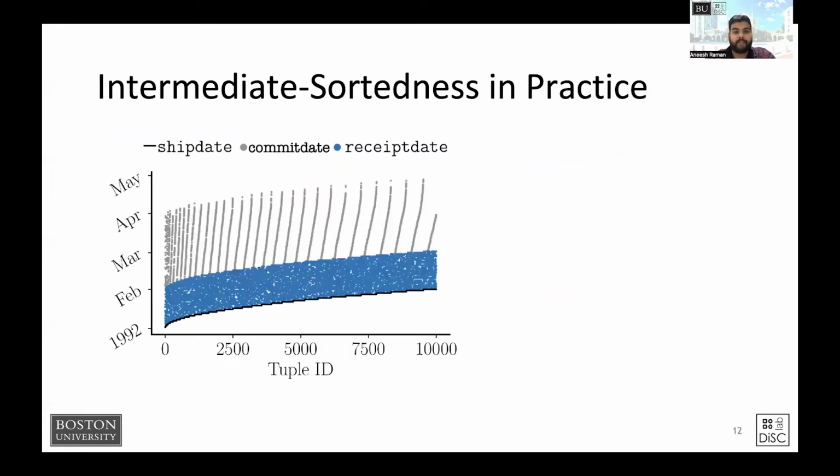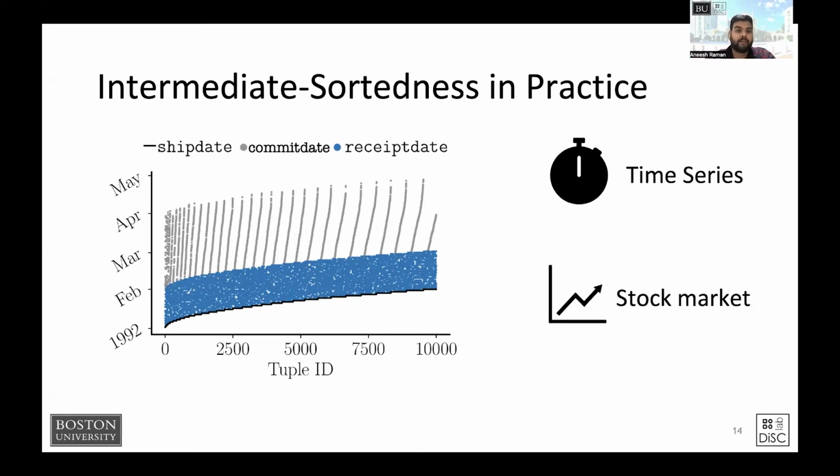These are very common cases. Take, for example, the TPC-H lineitem table. If data arrives sorted with respect to the ship date column, then we see that the data in the two other columns, receipt date and commit date, arrive almost sorted or nearly sorted. Such a case would be true for all cases wherever we have correlated columns. Other examples of intermediately sorted data include time series data or even stock market data.